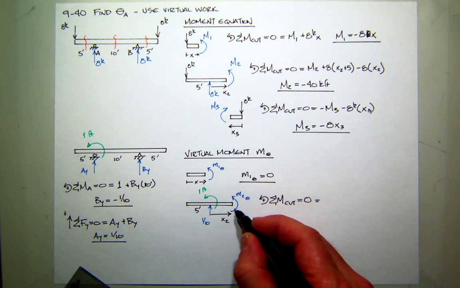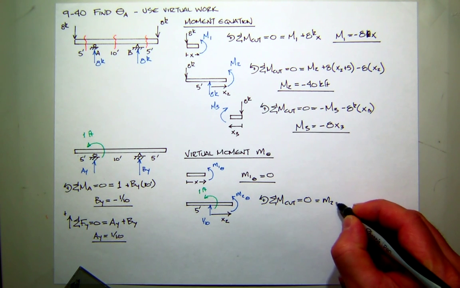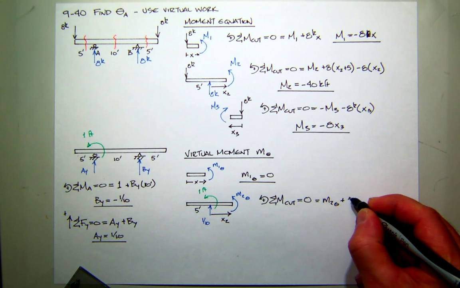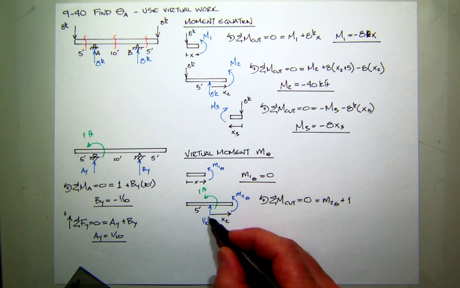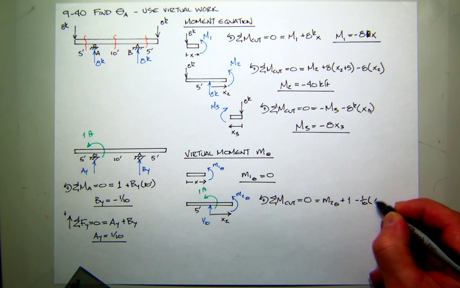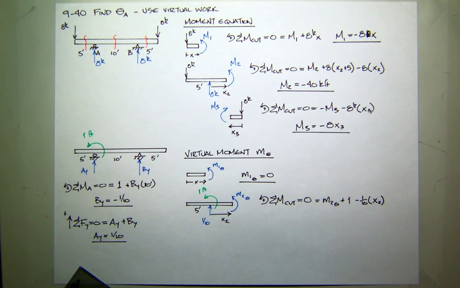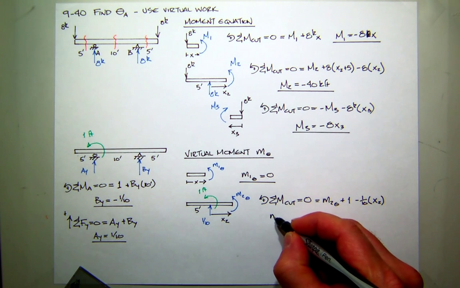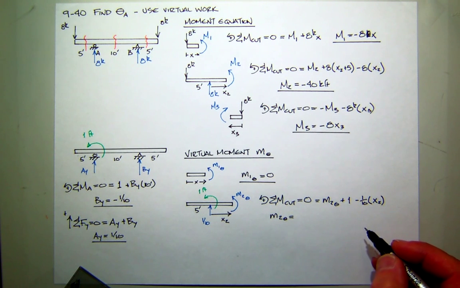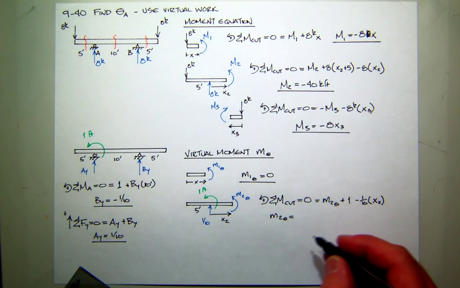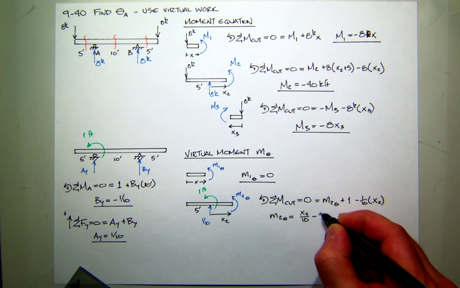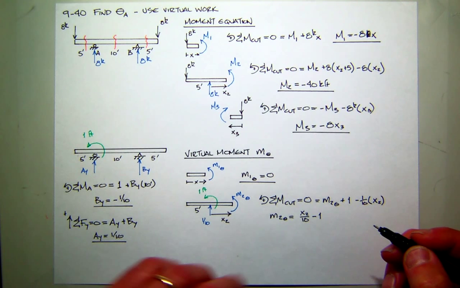So what do we have? We have the internal moment, M2 theta, positive. We have the applied moment, which is plus 1. And then we have the moment due to the 1/10, which is negative. So the force is 1/10, and the moment arm is x2. So it looks like the virtual moment in section 2 is what? It looks like x2 over 10 minus 1. Did I do that right?